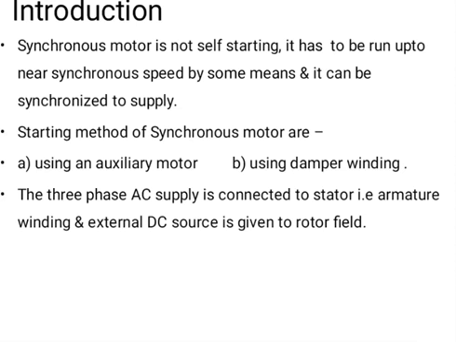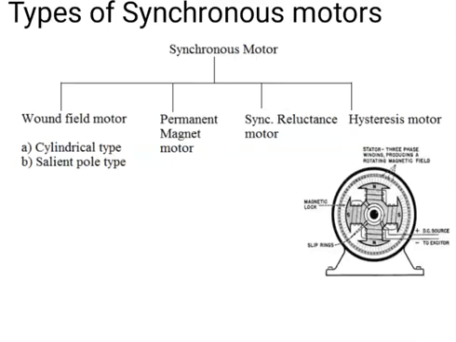It has to be run up to near synchronous speed by some means, and then it can be synchronized to the supply. The starting methods of synchronous motors are, one, using an auxiliary motor, and second, using the damper winding. The three-phase AC supply is connected to the stator, that means the armature winding, and an external DC source is given to the rotor field. So this is the basic concept of synchronous motors.